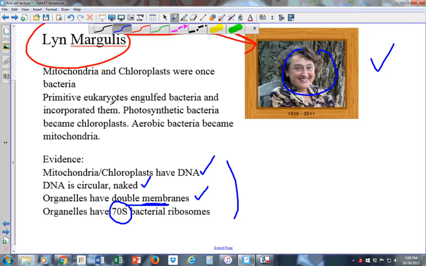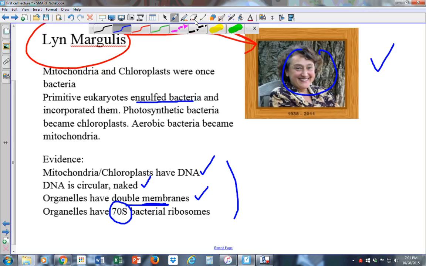Her idea is that primitive cells engulfed bacteria. And instead of grinding them all up, they incorporated them. Now, remember we talked about how some bacteria have the function to do cellular respiration, and some of them have the function to do photosynthesis. Well, if you had a primitive cell, a protobiont, that would engulf a bacteria that could do cellular respiration, maybe that bacteria eventually became a mitochondria. That's where they came from. Or suppose it engulfed a bacteria that was able to do photosynthesis. Maybe it eventually became the organelle, a chloroplast. And that's why they look like bacteria.